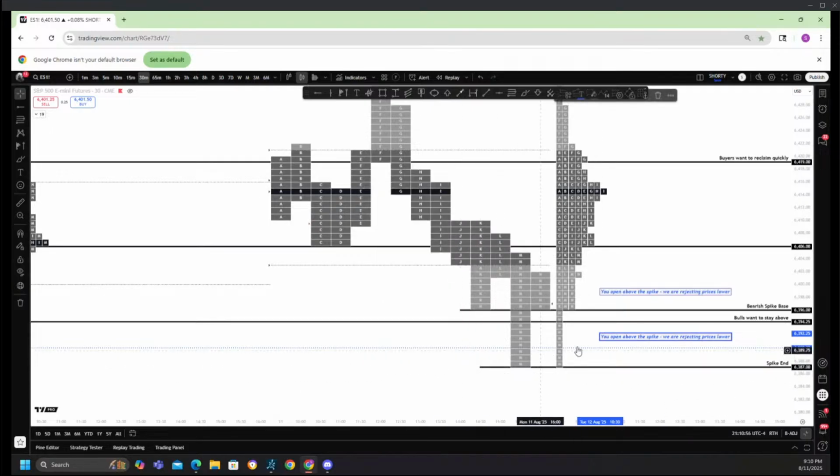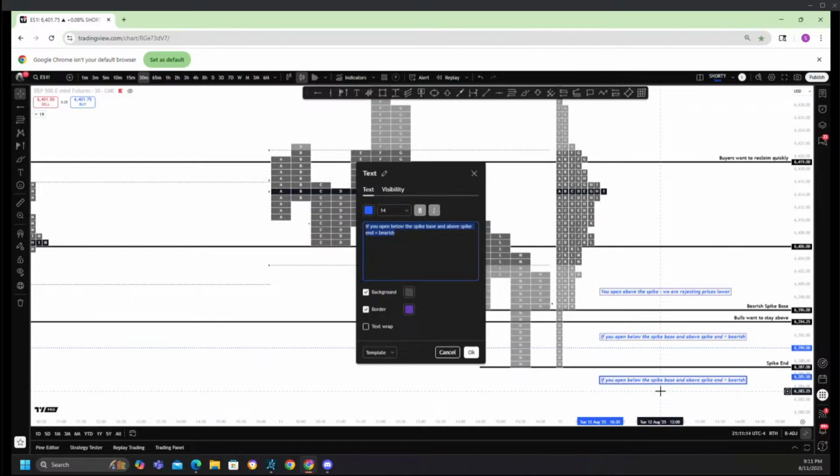Does that make sense here? If you open between the bearish spike base and spike end, that's considered bearish, right? And that's most likely a retest of the bearish spike base. It's probably a good short. And then if we open below here, let's say we open below the spike end, how do you guys treat that? Bearish.